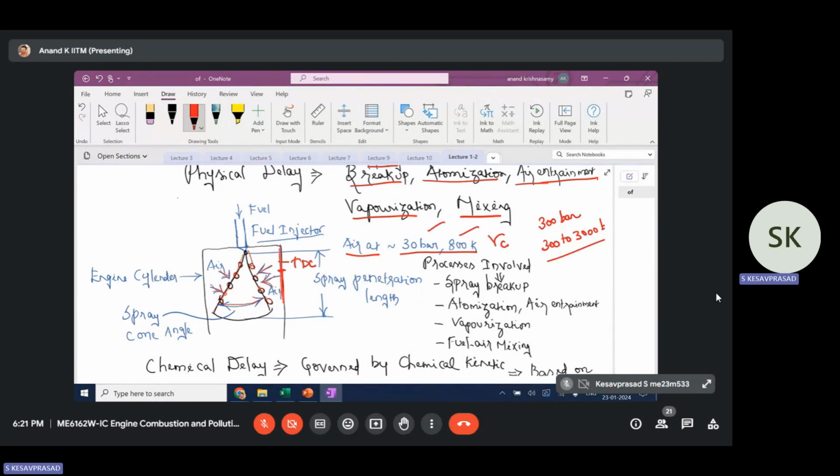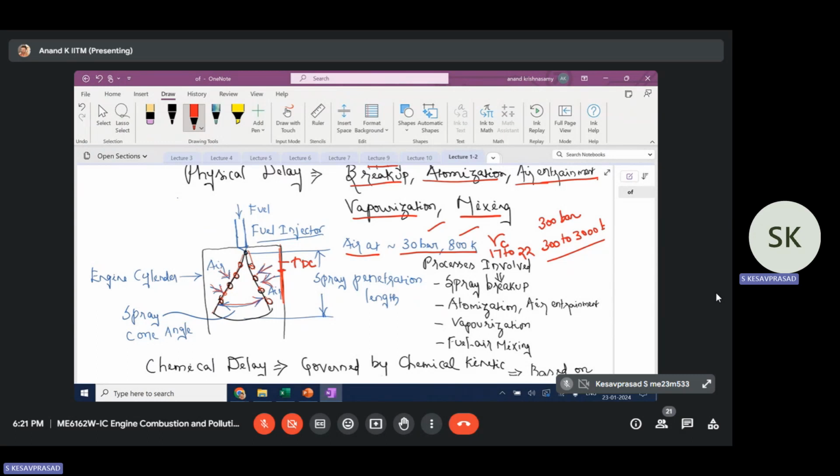And you know, compression ratio varies anywhere between 17 to 22 in a diesel engine. This is a common range. So it's not one value, it's a range. It's one of the important design parameters which needs to be optimized based on the intended application of the diesel engine.